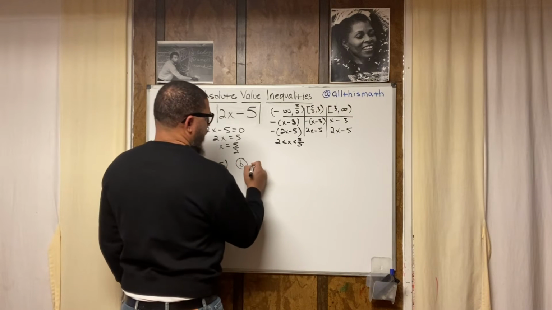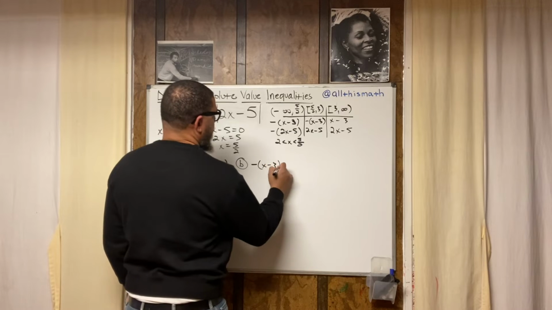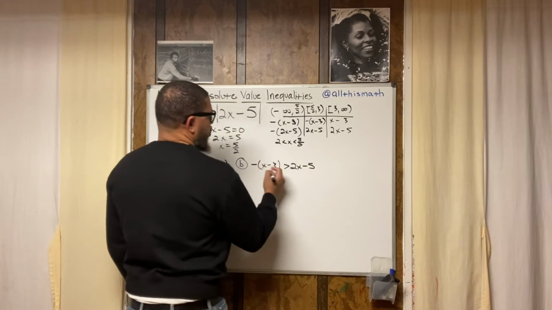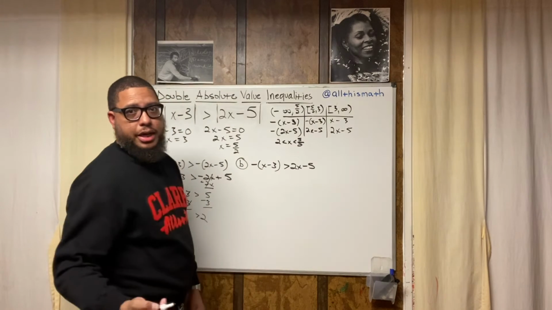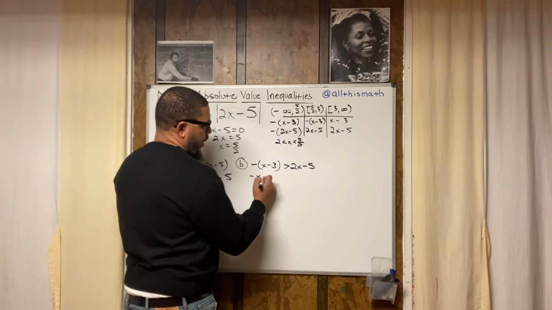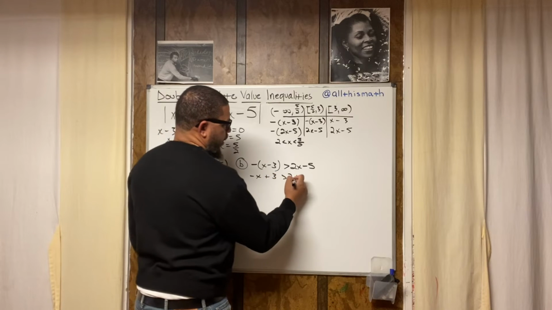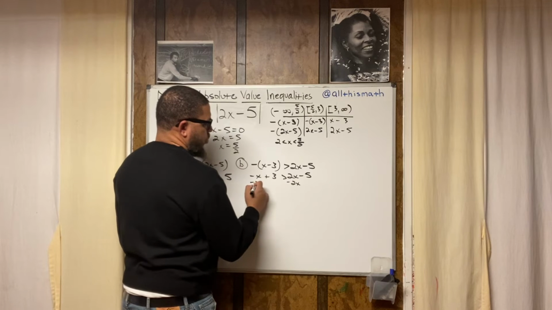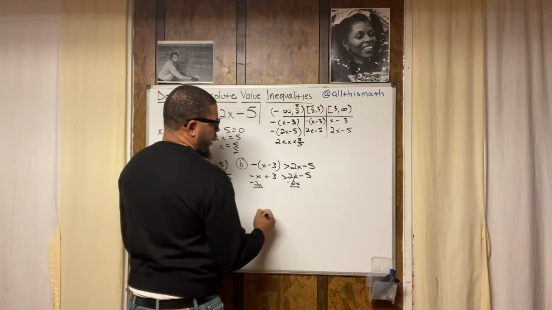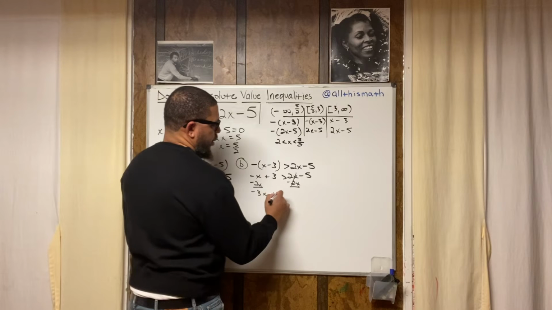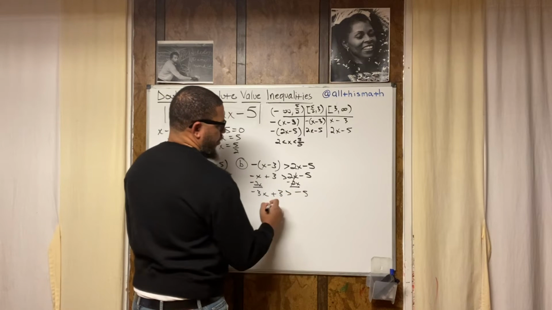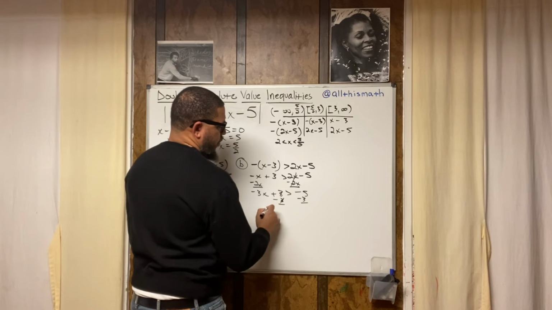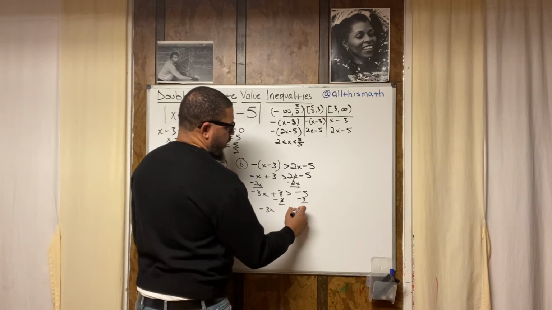Letter B. So we got negative quantity x minus 3 is greater than 2x minus 5. So distribute the negative 1, because that negative sign is really a negative 1, right? So we got negative x plus 3 is greater than 2x minus 5. So we're going to do minus 2x on the right and minus 2x on the left. They cancel out. That's negative 3x plus 3 is greater than negative 5. Then we're going to subtract 3 and subtract 3. The 3's cancel out. Negative 3x is greater than negative 8.